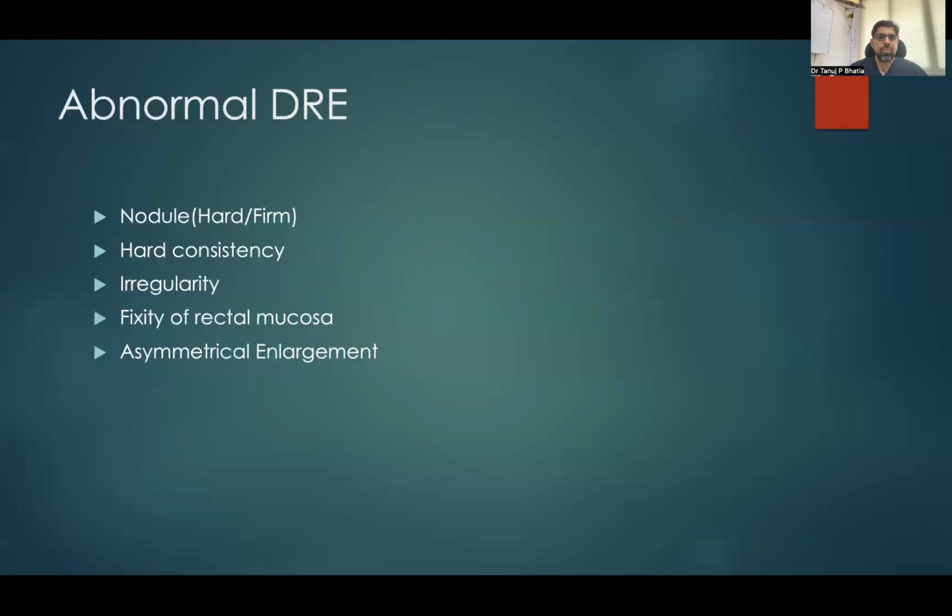Now, a resident should know what is an abnormal digital rectal examination. So we call it an abnormal DRE when there is a nodule. It can be a hard or a firm nodule. When the prostate is hard in consistency, when there is irregularity of the surface of the prostate, if there is any fixity of the rectal mucosa, and if there is asymmetrical enlargement, one lobe is enlarged more than the other lobe.